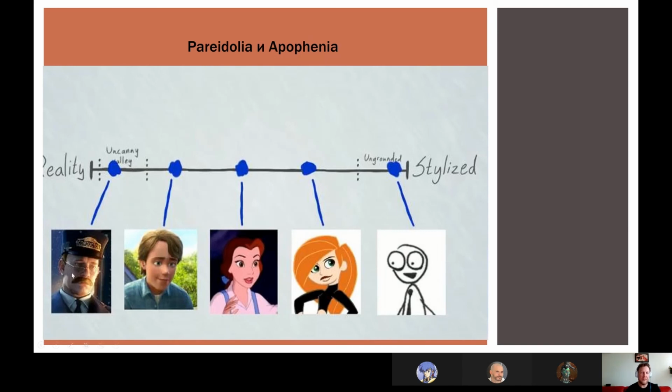And here we have Tom Hanks from the Midnight Express, I suppose. He looks pretty stylized. He's not 100% realistic. He's definitely stylized because of the lighting, because of the textures, because of the lack of some details.